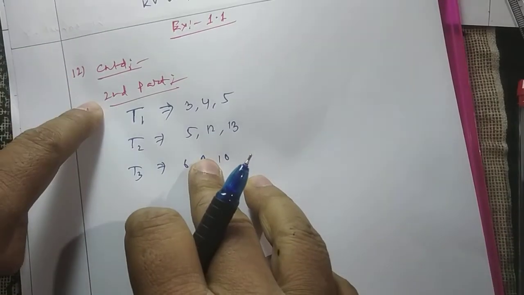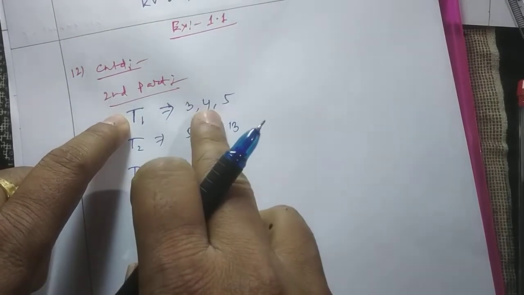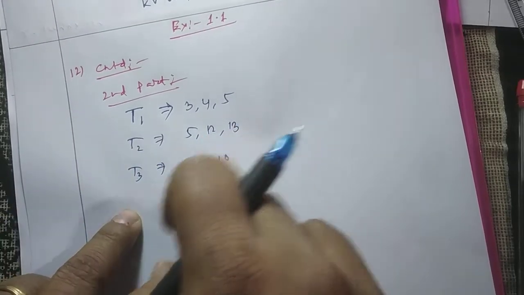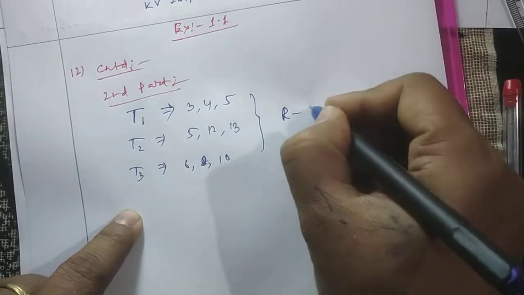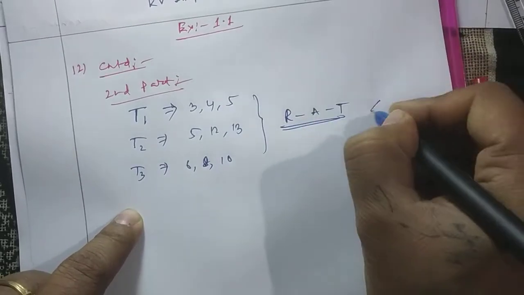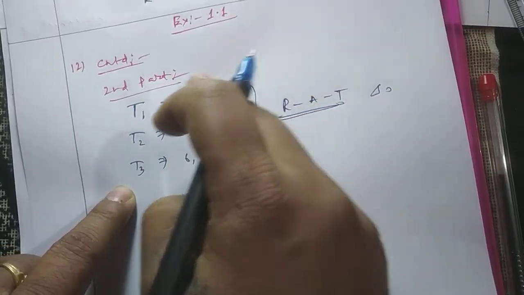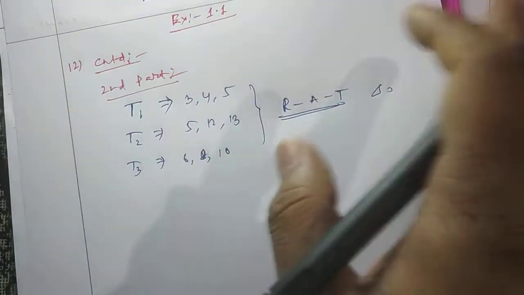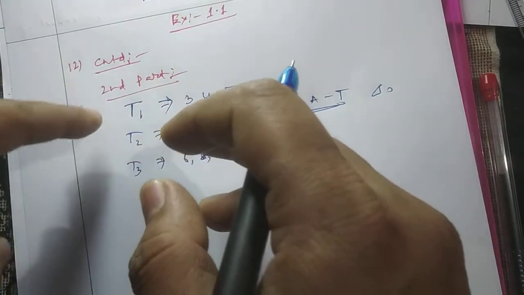Now what is told in the second part? Suppose we are taking triangle T1 with the sides 3, 4, 5 and T2 with the sides 5, 12, 13 and the triangle T3 with sides 6, 8, 10. Now all are right angle triangles, right? Here all are right angle triangles, because in every case they will be satisfying the Pythagoras theorem. So it is confirmed, all are right angle triangles. Now you have to check among T1, T2, T3 which are similar.